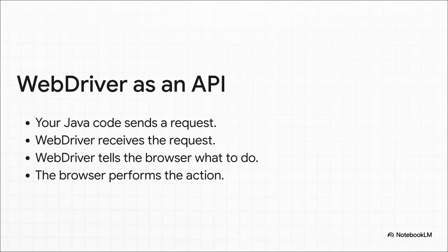So, in practice, your code sends a command like, "Hey, click this button." WebDriver, our API, receives that request. It then translates it into a very specific technical command that the browser's own engine can understand. It tells the browser what to do, the browser does it, and sometimes it even sends a response back. It's that critical link in the chain.